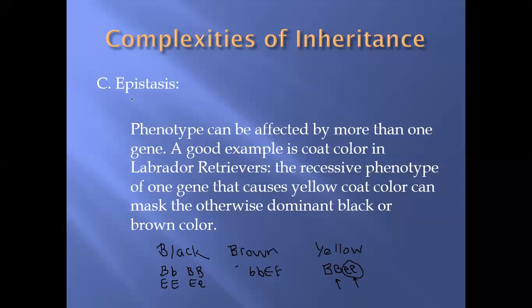So epistasis is where one gene interferes with the expression of another gene. A recessive phenotype in this gene here will actually cause yellow coat color that masks the otherwise dominant black or brown color. Okay, so epistasis means there's just one gene that's going to interfere with the expression of another gene. I don't need you to be able to understand this in detail. What I do want you to understand is that epistasis means one gene interferes with another gene.